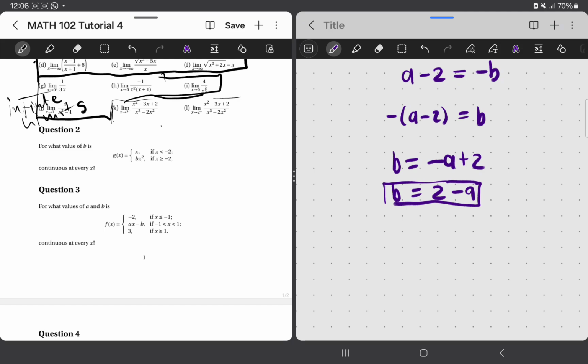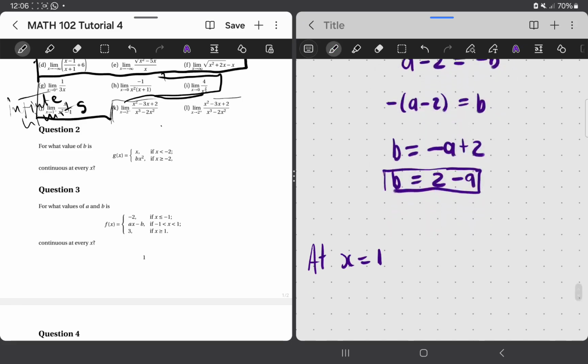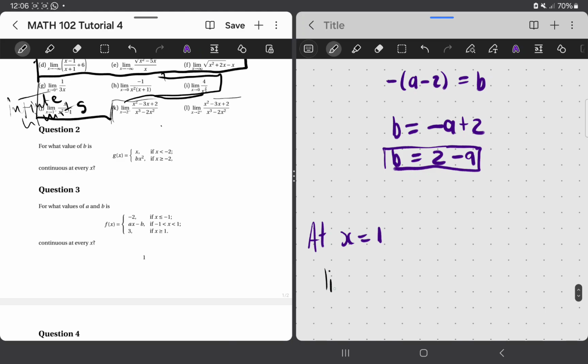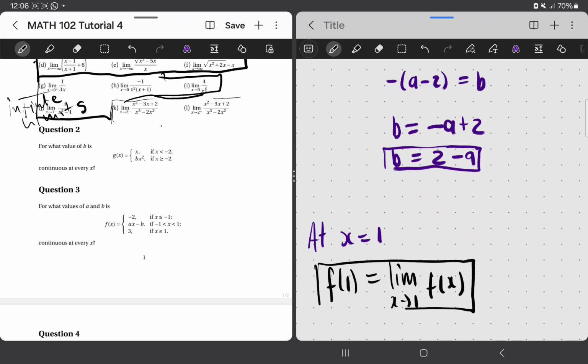Now we'll go to the other controversial point, which is at x equal to 1. I mean, we didn't even have to do too much of this. We could just find the limit as x approaches 1. But we can just say f of 1 is going to be equal to the limit as x approaches 1 of f of x. This is a big statement because it's saying that this limit should exist and it should be equal to this output when you put 1 in the function.